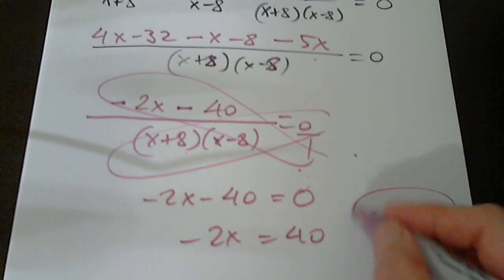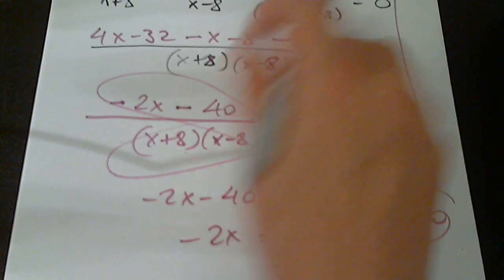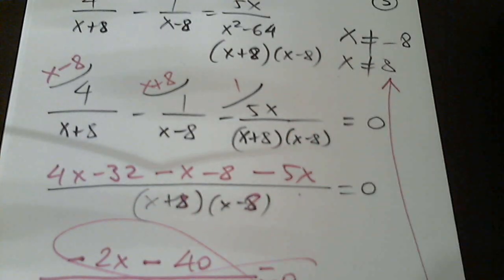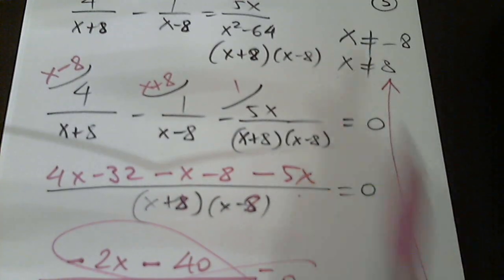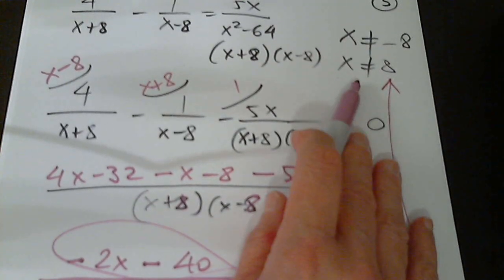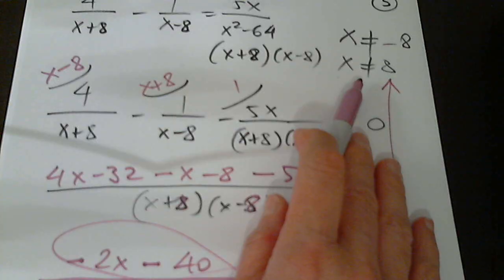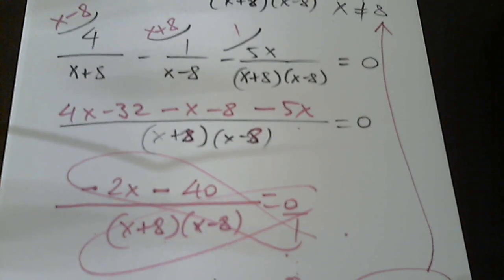Negative 20. Is this on this list? Because if it is, I have to exclude it, and I'll say the equation has no solutions. Is it? I have to check. Is it on this list of restrictions? No. Good.